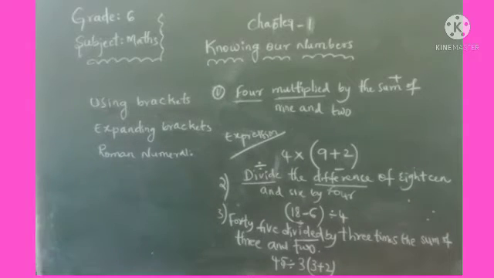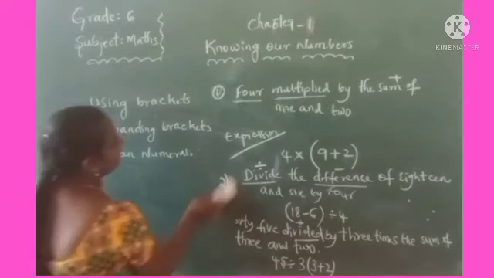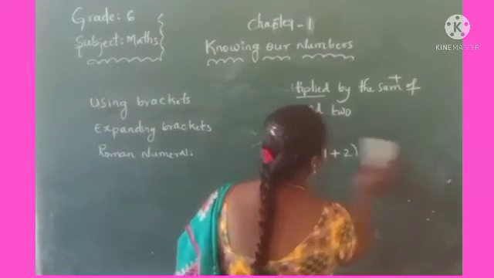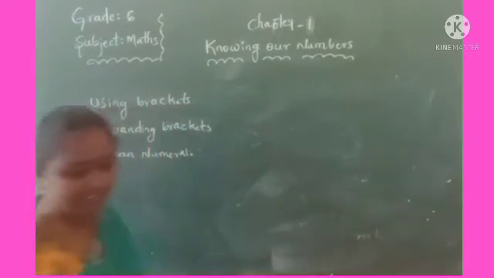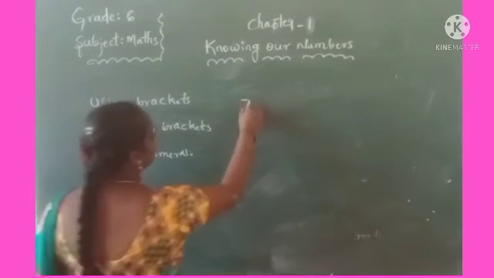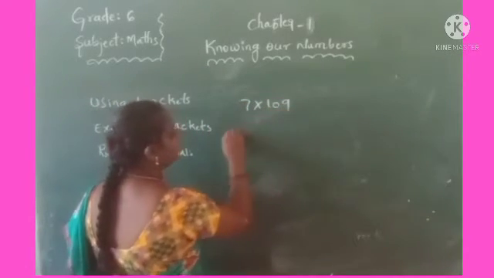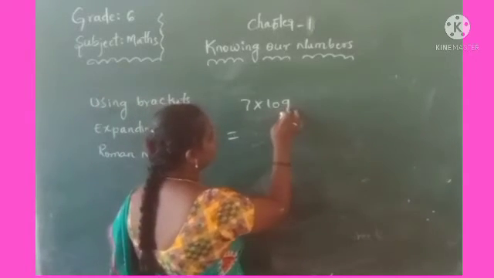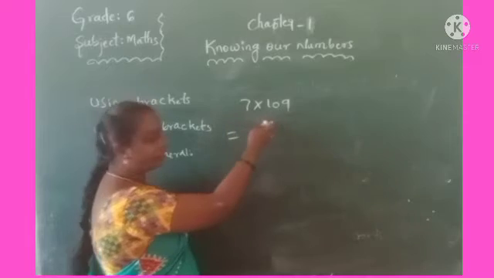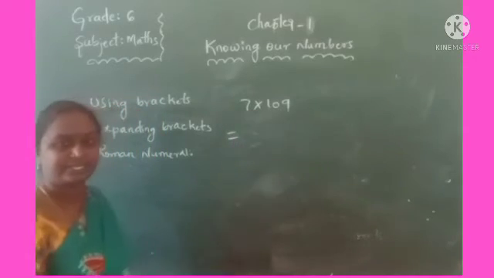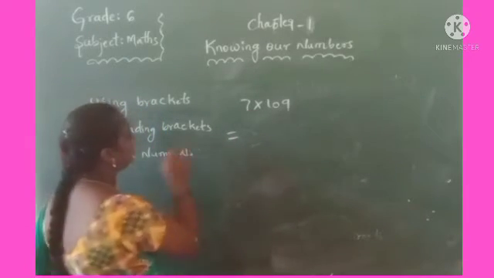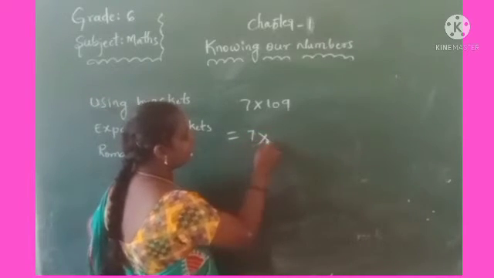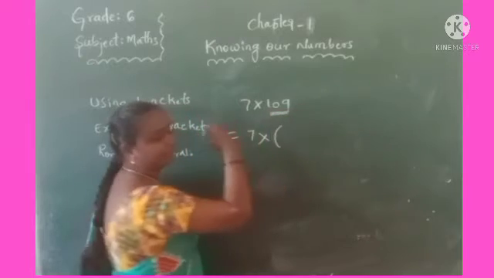And how to write the expanding brackets, how to calculate the value. Suppose 7 into 109 is there. We know the actual multiplication: 9 sevens are 63, 0 sevens are 0. Like that we can calculate. But we are expanding the brackets. How to expand this one? We can expand this into 7 into 100.